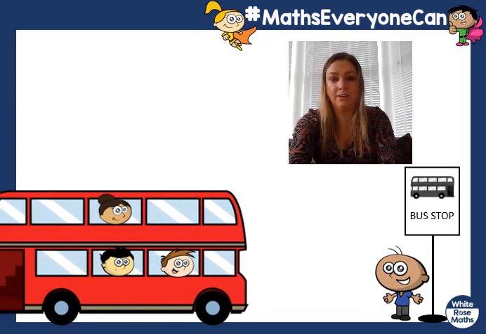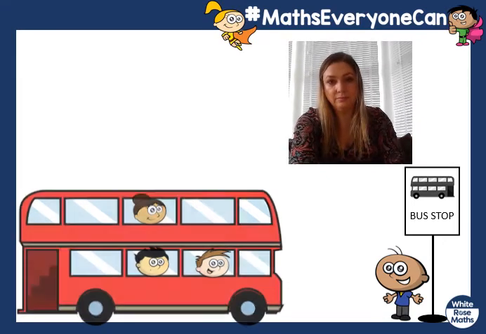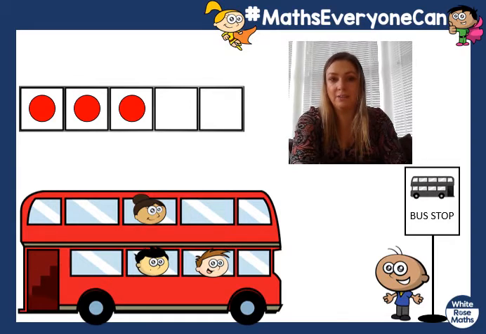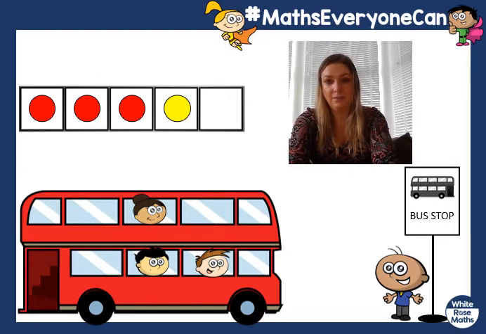Now we have a bus. How many children are on the bus? That's right. There are 3 children on the bus, and 1 child is waiting by the bus stop. So how many do we have all together? Should we have a look in our 5 frame? We'll put some counters in our 5 frame to help us count. We've got 3 red counters, just like the 3 children on the bus, and 1 yellow counter for the person who's by the bus stop.